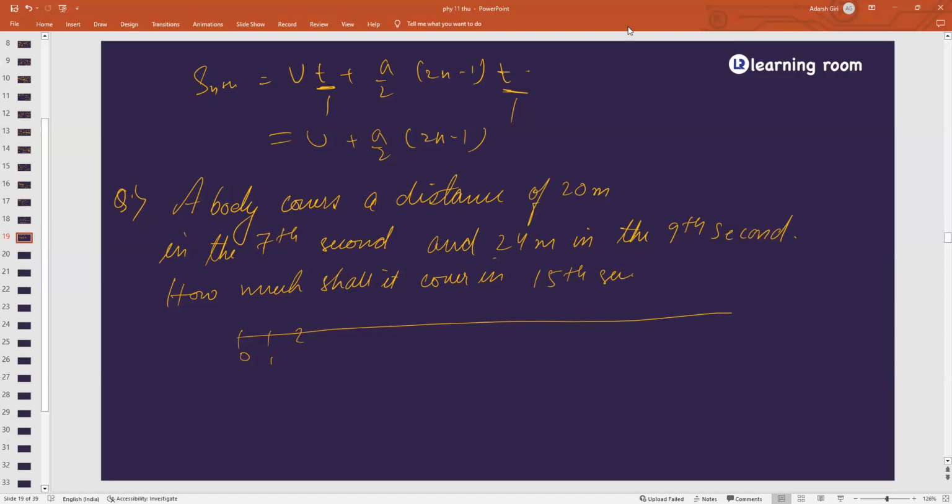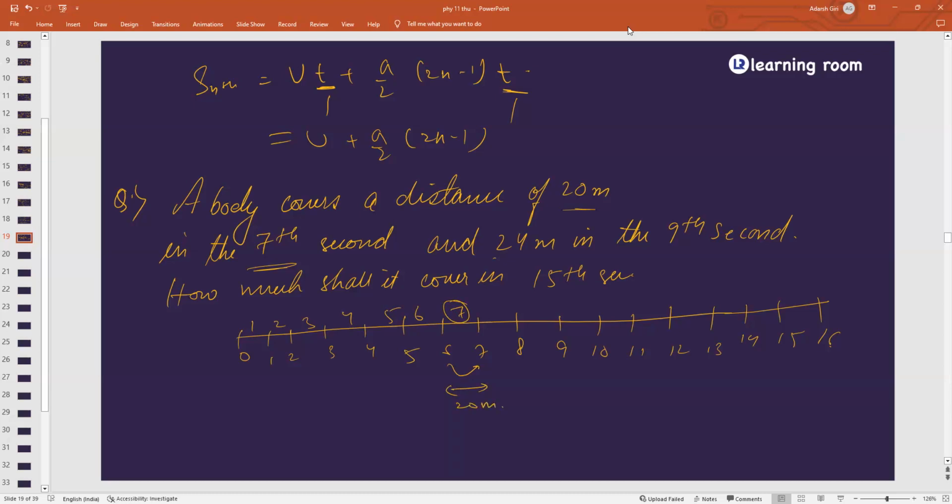0, 1, 2, ... 10, 11, 12, 13, 14, 15, 16. So the body covers 20 meters in the 7th second. What is the 7th second? The 7th second starts from 6 and ends at 7. This is the 7th second, not 7 to 8. It is 6 to 7. See here: first, second, third, fourth, fifth, sixth, and 7th second. So during this period, the body covers 20 meters.